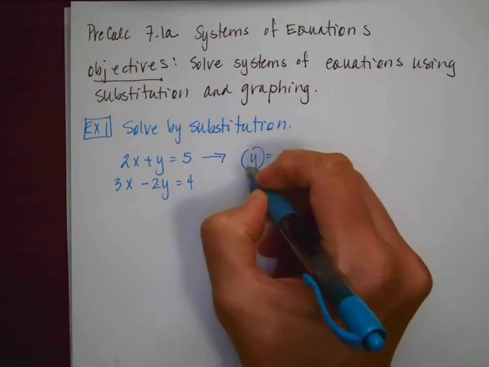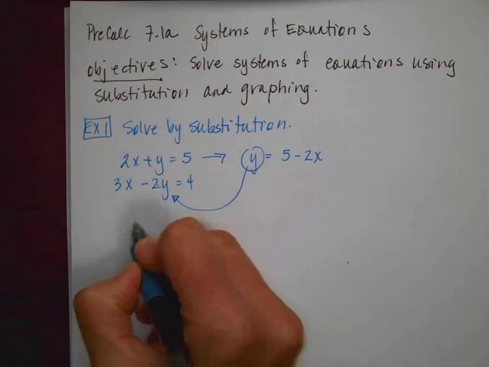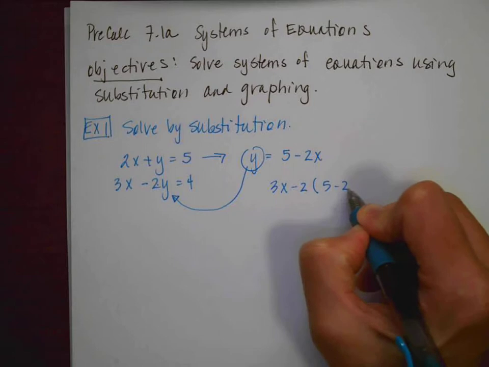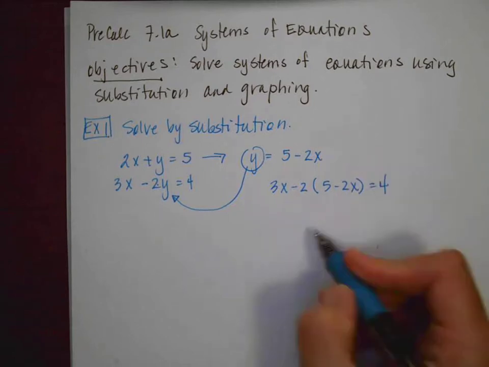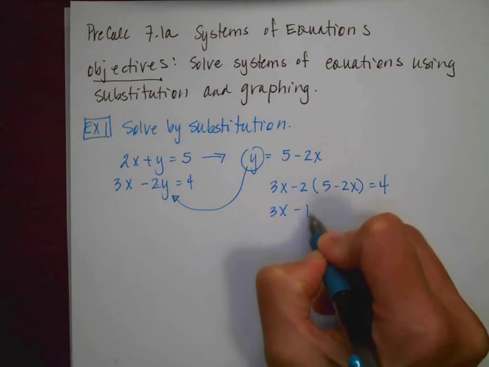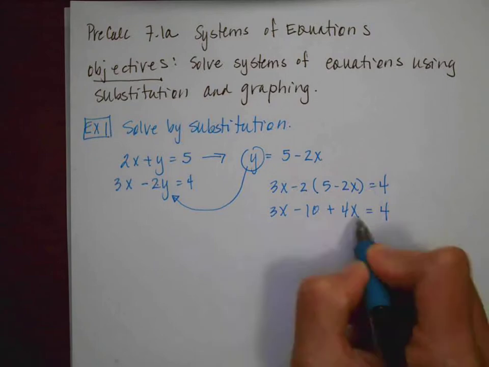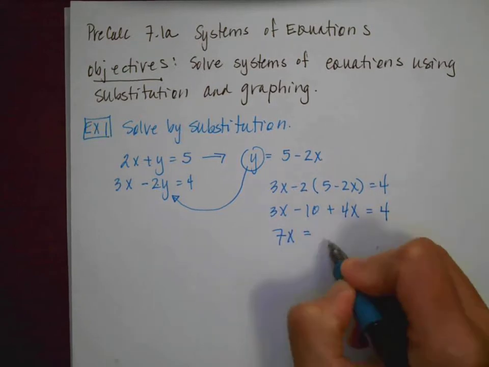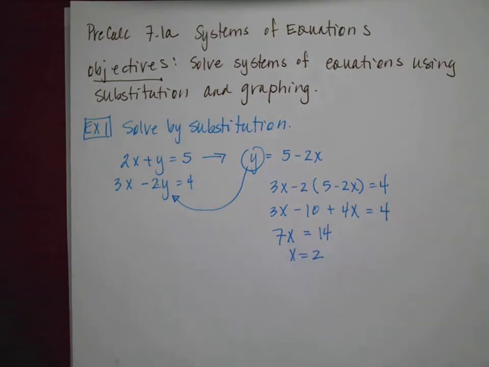Then I'm going to take this and substitute it into the other equation. So I'm going to get 3x minus 2 times (5 minus 2x) is equal to 4. Then I'm going to simplify this math. I get 3x minus 10 plus 4x is equal to 4. 3 plus 4, 7x is equal to 4 plus 10, which is 14, and I get x is equal to 2, or 14 divided by 7.